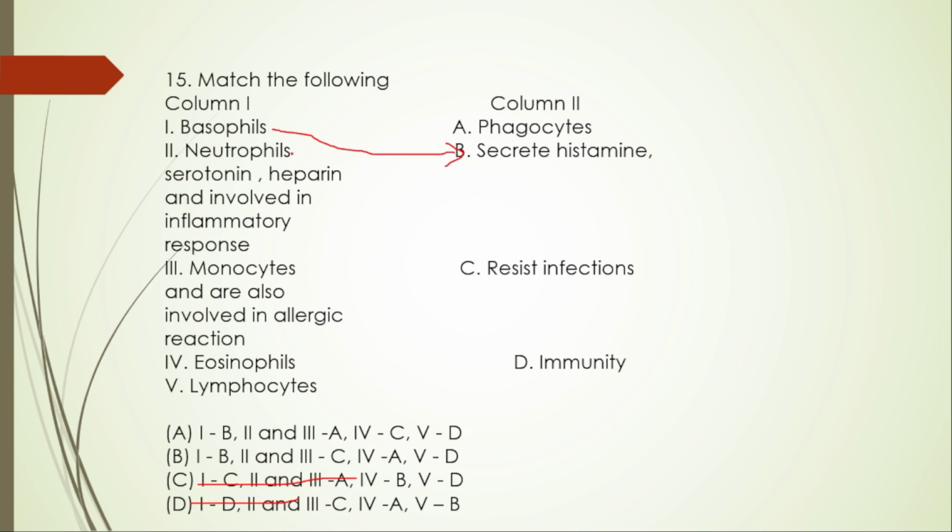Second one, neutrophils. Neutrophils are phagocytic, isn't it? Neutrophils are phagocytic and monocytes are also phagocytic. So for the second and third, A is right. For the second it is A and for the third it is also A. So second and third, A is correct. So the right option is option A here.